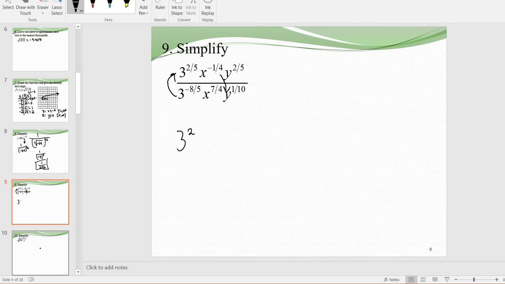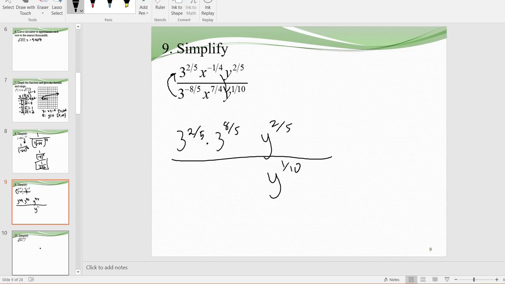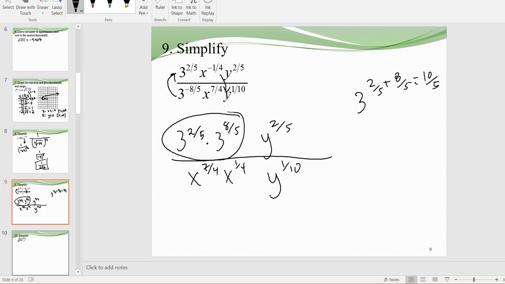3 to the 2/5 times 3 to the positive 8/5. We'll deal with that in a minute. The x moved down there. I've got y to the 2/5, and on the bottom y to the 1/10. I'll deal with that in a minute. And I've got also x to the 7/4 and x to the 1/4. So let's go ahead and start with the 3's. 3 to the 2/5 plus 8/5 would be 10/5, or 3 squared, or 9.